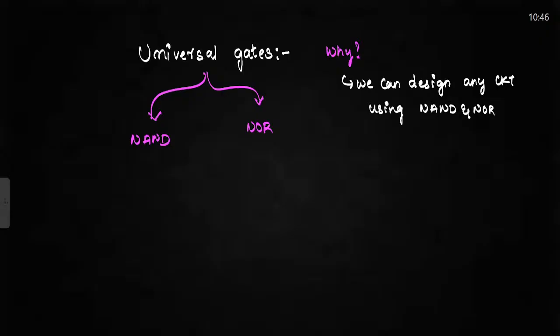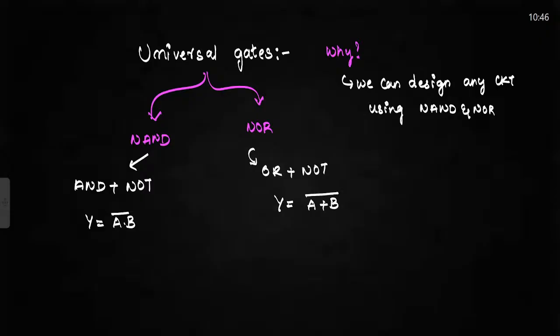When you come to NAND, it is nothing but AND plus NOT. So my output of NAND is: I will do AND and then I will do NOT. And for NOR it is OR plus NOT. So here my output will be A OR B, and I will simply complement that. That is my NOR. Now we will learn about them in detail. First we will start with the NAND gate.